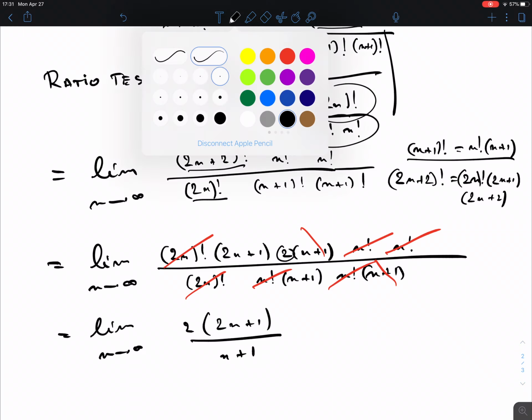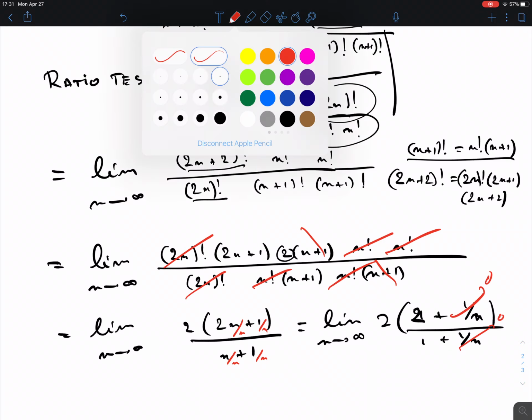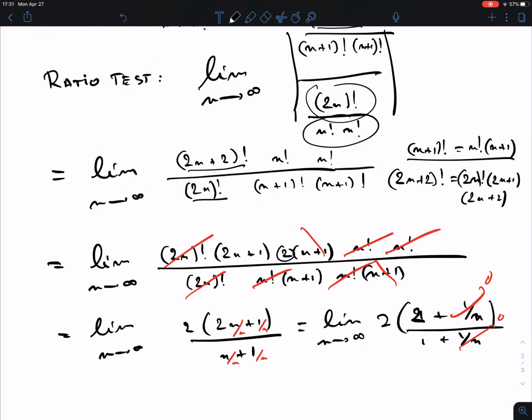So we divide top and bottom by the highest degree, or you can do L'Hopital. So this is n here, and n here, and n here, and n here. And you get the limit for n going to infinity of 2 times (2 plus 1 over n) over (1 plus 1 over n). Sorry, there's a 2 here. And then we use the fact that these guys are equal to 0. What we're left with is 2 times 2 over 1, so 4. This is bigger than 1, so this means divergent.